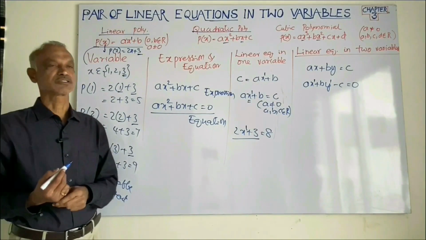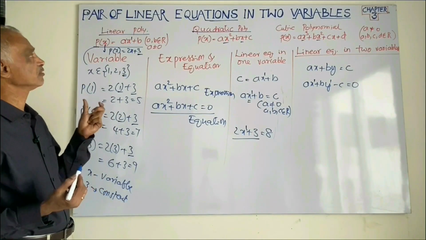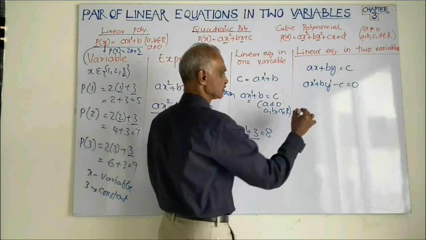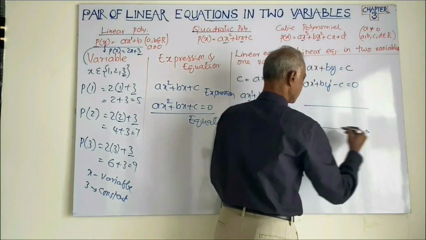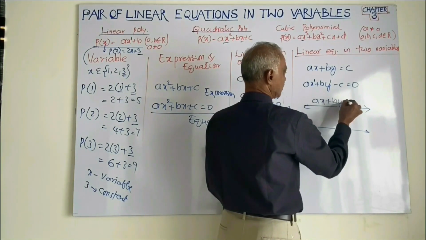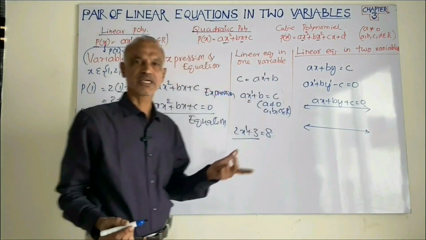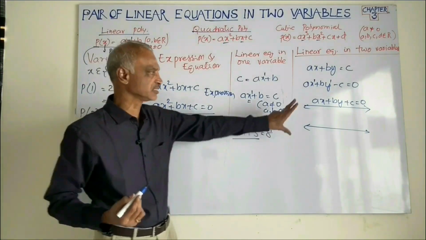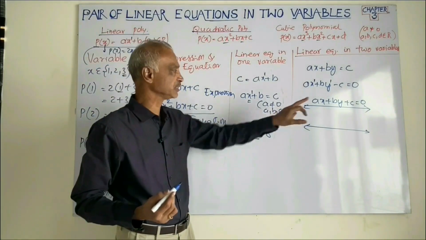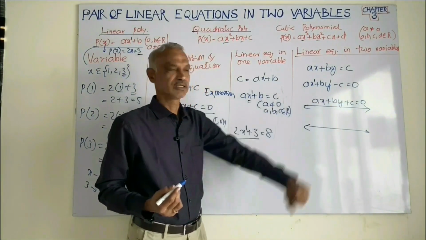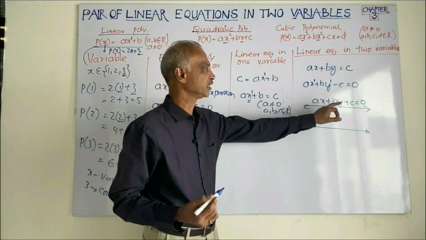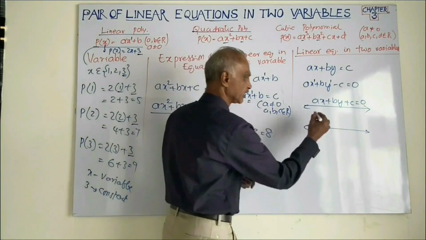You read the chapter. Name of the chapter: pair of linear equations in two variables. Pair you have to take. So pair means parallel lines. Pair of parallel lines. See, you take this is ax plus by plus c is equal to 0. Pair means two. Pair of linear equation. Linear means degree is 1. Pair of linear equations in two variables. Variables are different. Pair means you have to take another.